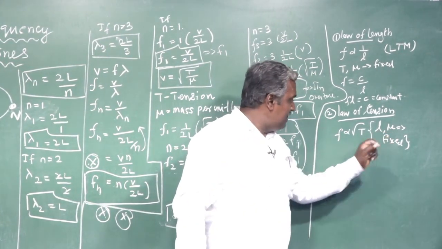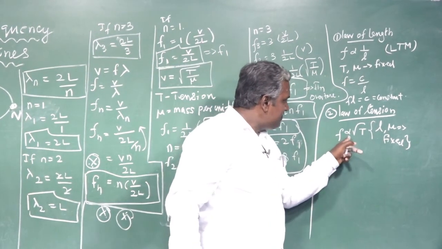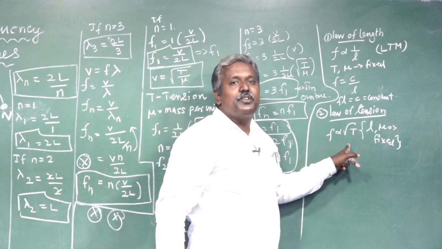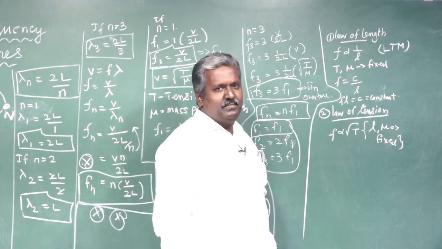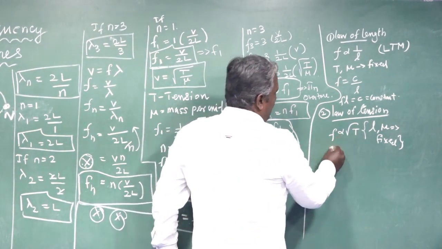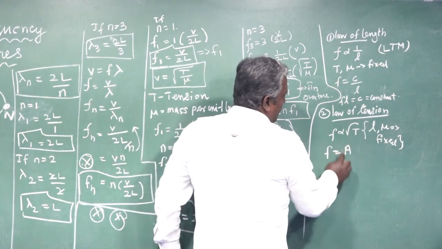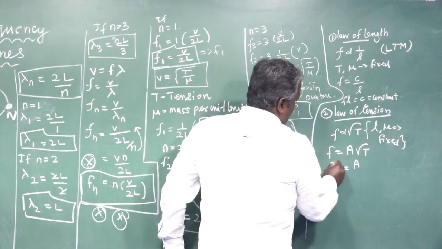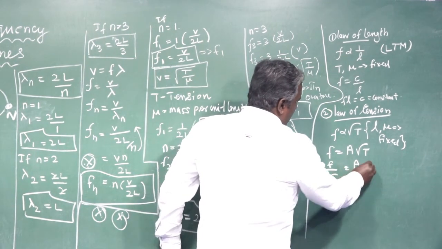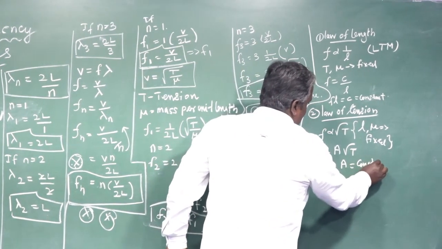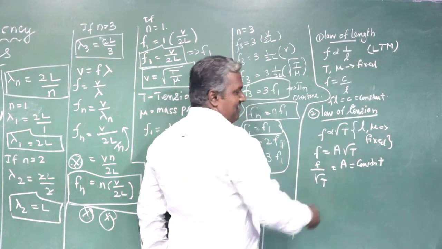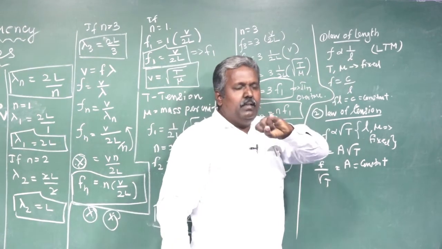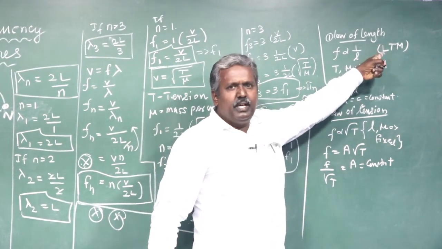When L and mu are fixed, frequency is directly proportional to square root of tension produced in the string. When we cancel this symbol, you must add a constant. Here A is the constant, or A is equal to F by root T. So here A is equal to constant. Clear? Next, LTM, the last one. M means mass.